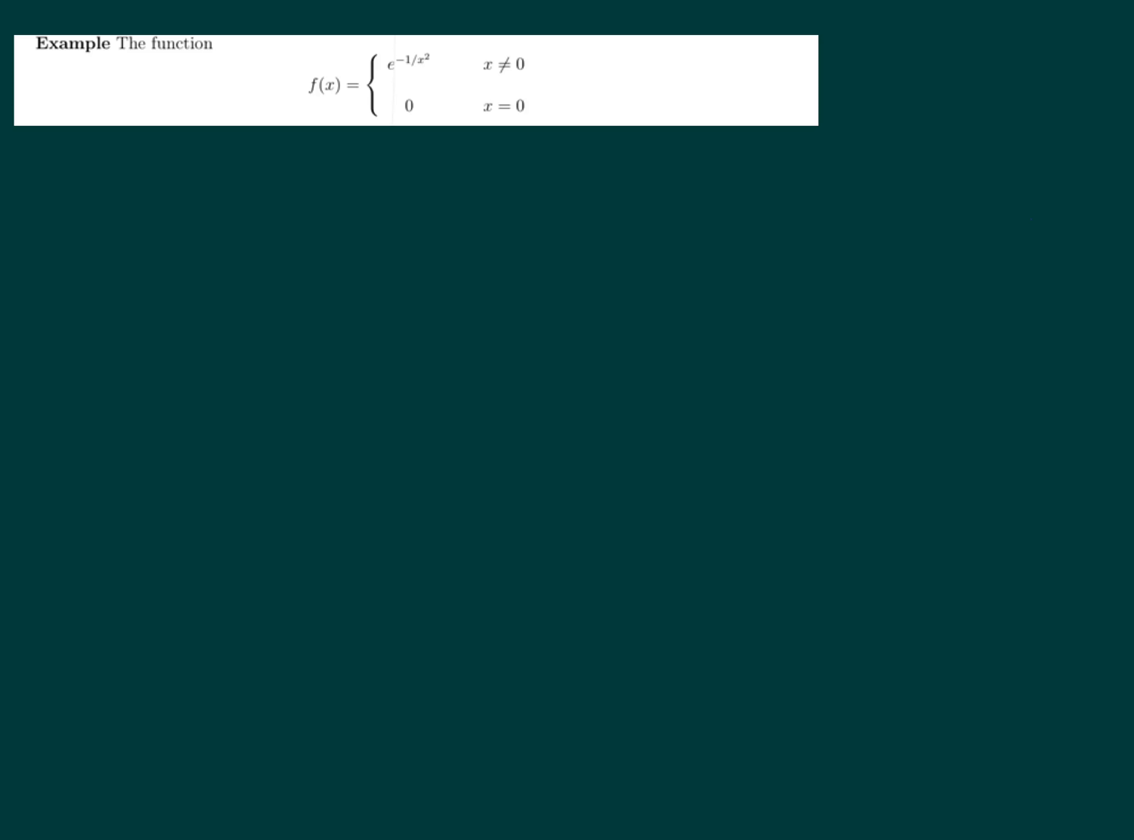Okay, so lastly, I promised I would show an example of how strange Taylor expansions can be. So to this end, consider the following example. f of x is equal to e to the minus 1 over x squared for all non-zero x, and it's 0 at x equals 0. So we have a piecewise defined function, which looks like this.